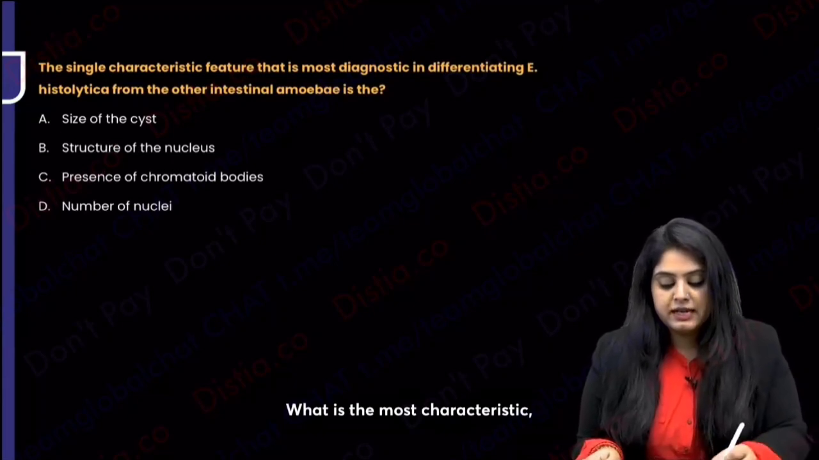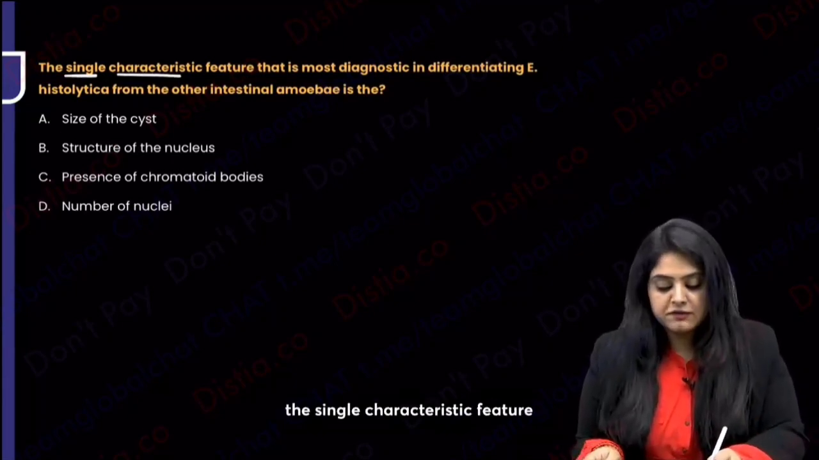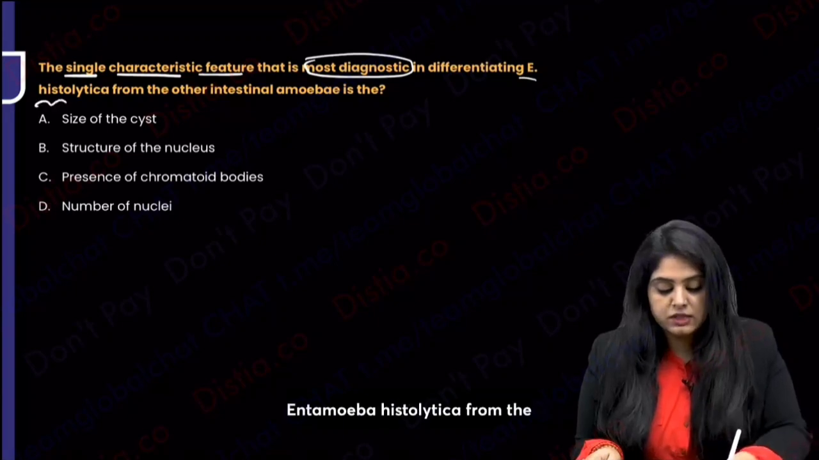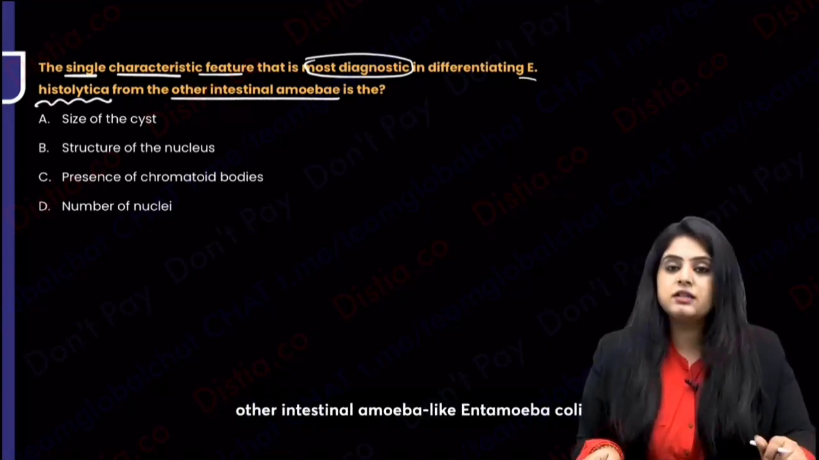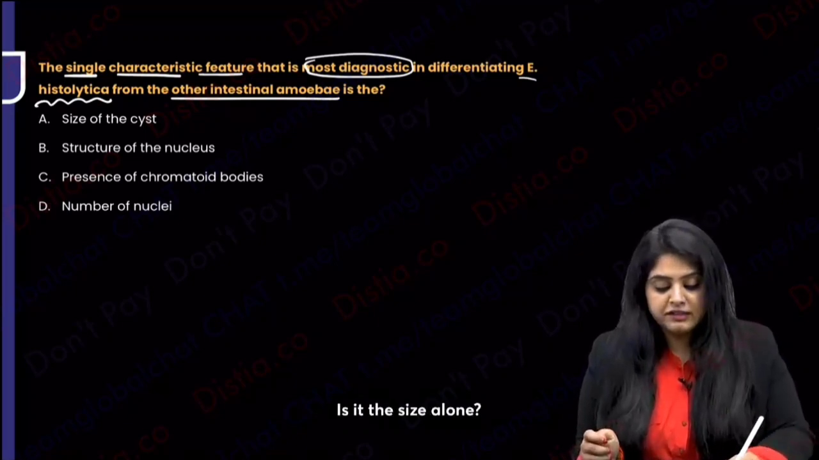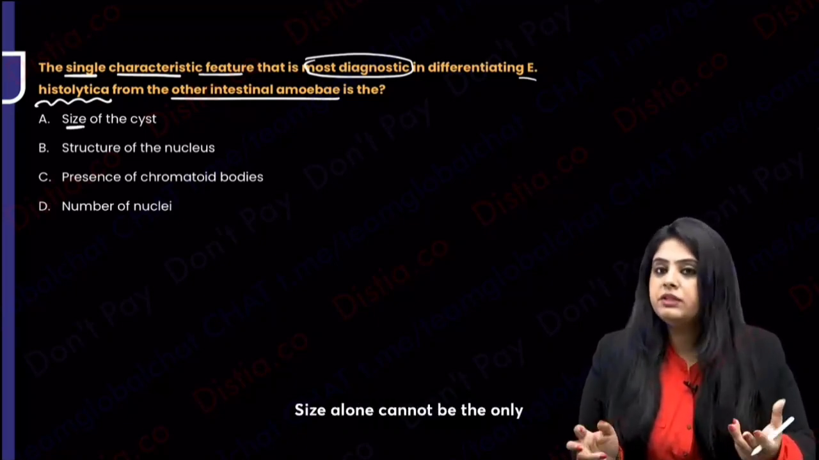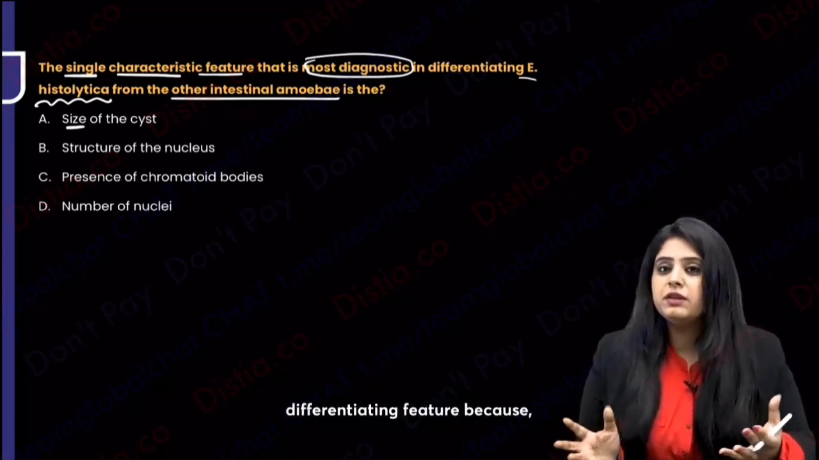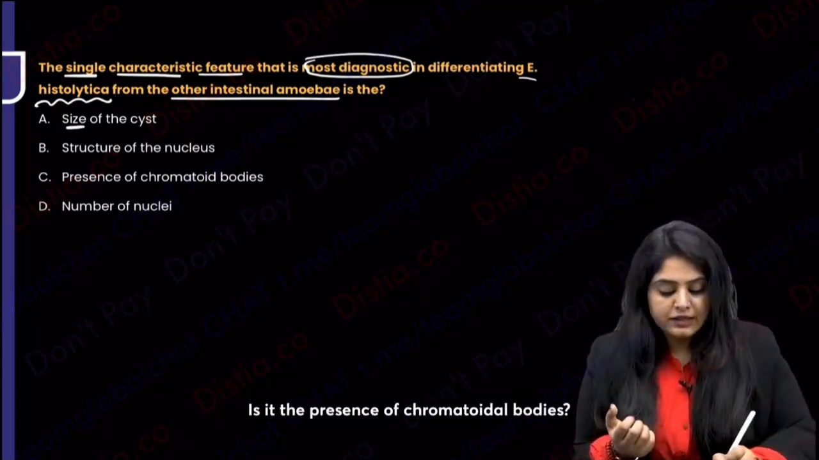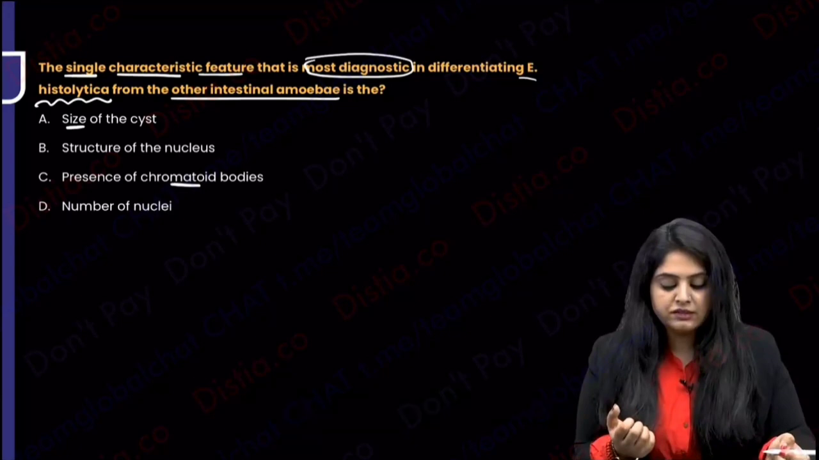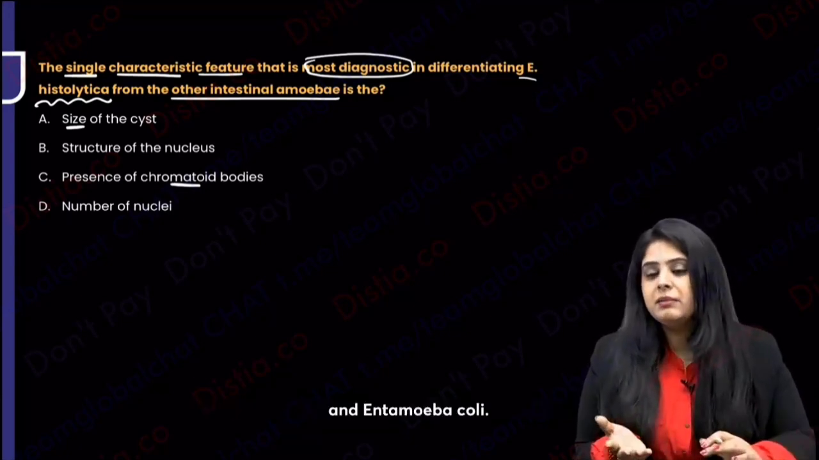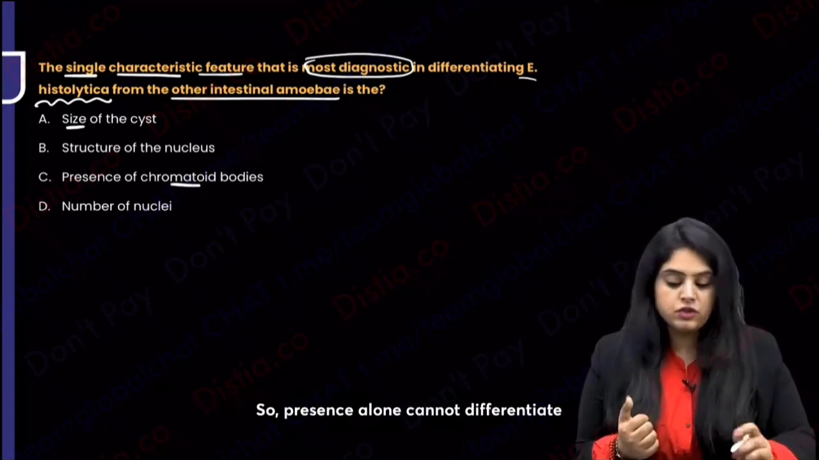What is the single characteristic feature that is most diagnostic in differentiating Entamoeba histolytica from the other intestinal amoeba like Entamoeba coli and all the others? So what is it? Is it the size alone? Size alone cannot be the only differentiating feature because many of them, remember, Entamoeba histolytica with all the others had the same size. Okay. Is it the presence of chromatoidal bodies? Now tell me, chromatoidal bodies were there in Entamoeba histolytica and Entamoeba coli. So presence alone cannot differentiate.